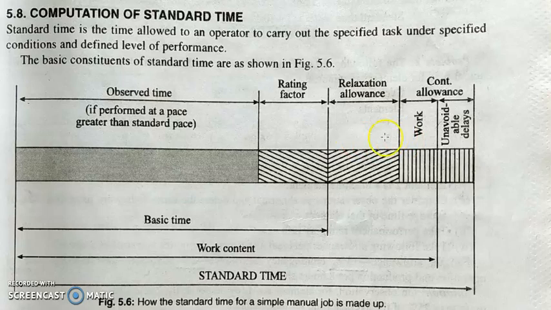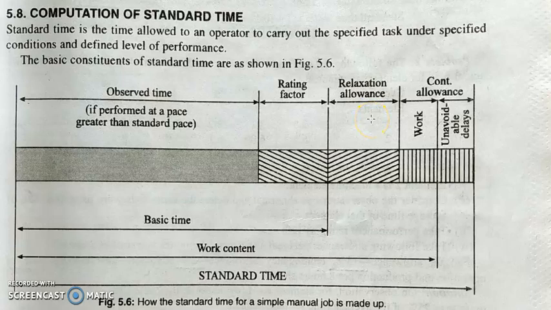Other allowances required are interference allowance, contingency allowance, and policy allowance. So all these allowances we should take into consideration while calculating the standard time. In contingency allowance, there are two types of allowances. They are unavoidable delays and the work allowance. So why do we need to consider these allowances?